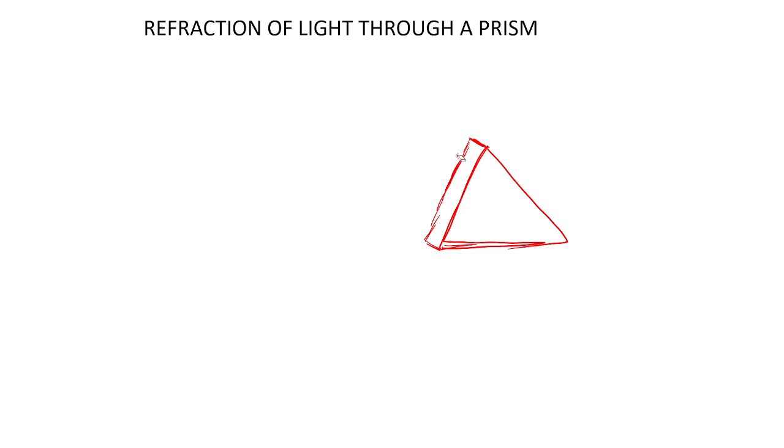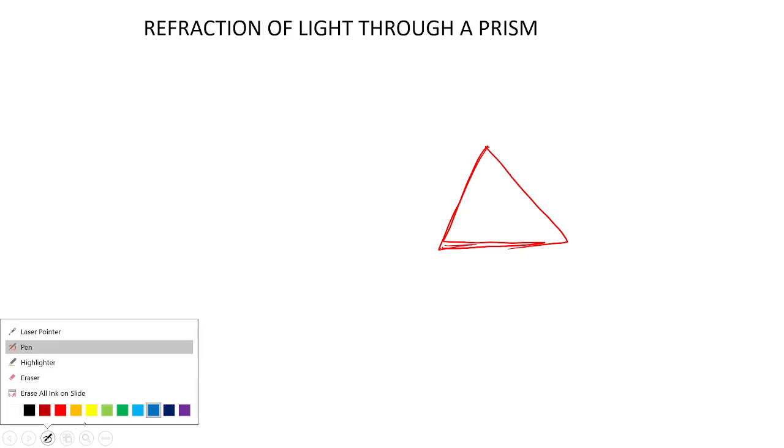I don't want to show this thickness. It is a glass, looking like a triangular shape. Suppose there is a light coming like this. A light is coming like this. I will explain everything in detail. Listen carefully.